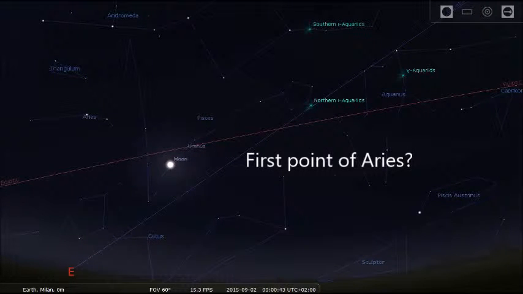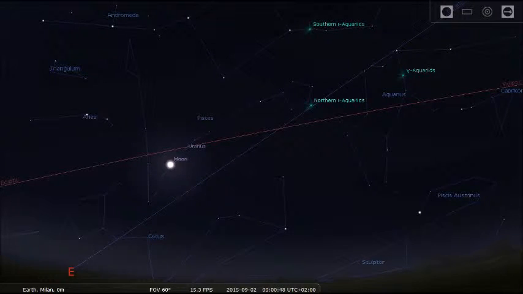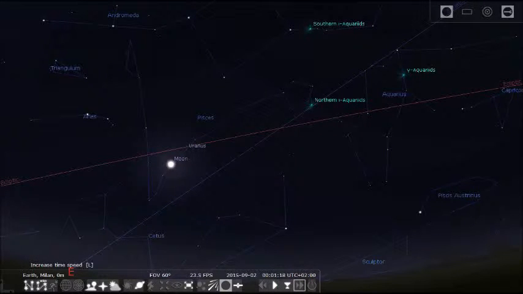So the first reason is that the crossing point between the ecliptic and the equator is called the first point of Aries. And why is it called the first point of Aries, while it is lying in the Pisces constellation? The answer is that 2,500 years ago, when Hipparchus made his observations, this point was effectively lying in Aries. So this point has moved throughout the epochs.